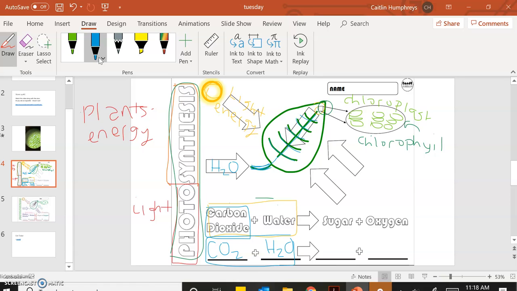But it also comes from planes, trains, automobiles, factories. There's a lot of carbon dioxide in the earth right now. And remember Miss Humphreys' rant about we need more plants and less CO2. So our carbon dioxide comes from the atmosphere. So the CO2 comes in from the air.